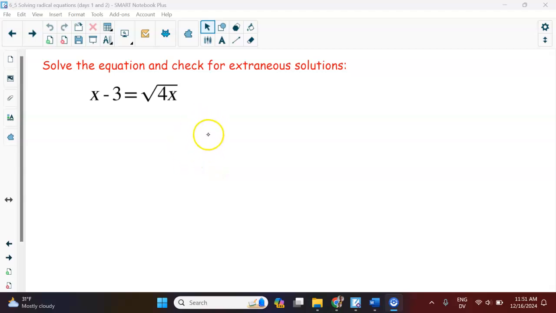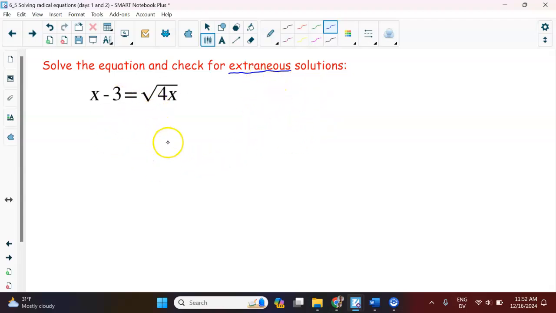Okay, welcome to day 2 of solving radical equations. We started this yesterday, so hopefully you got a chance to do that lesson already. But this one we're just going to keep going and do more solving and really focus on the idea of an extraneous solution. Okay, so I'll talk more about that throughout the video.